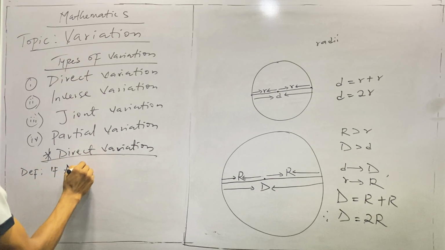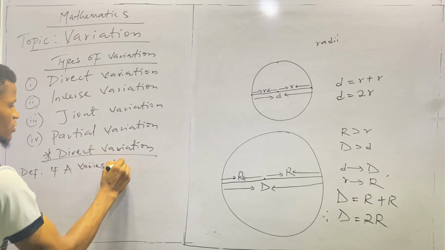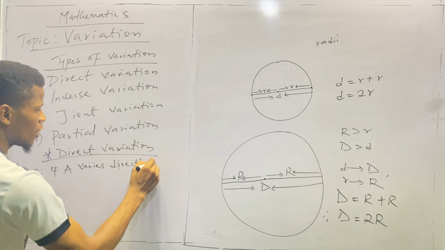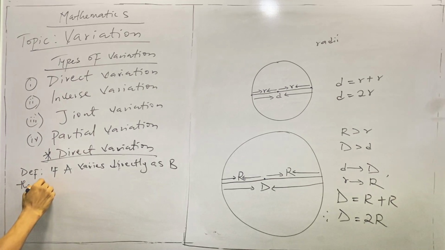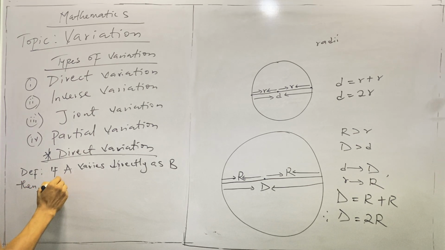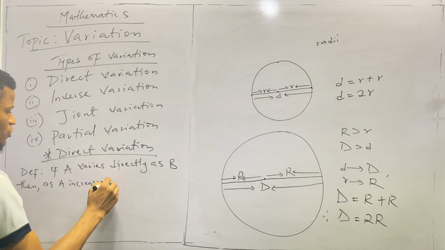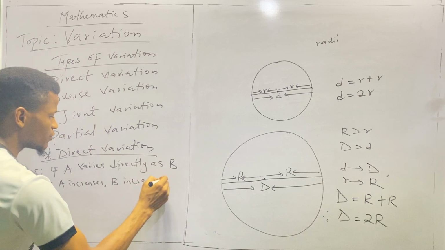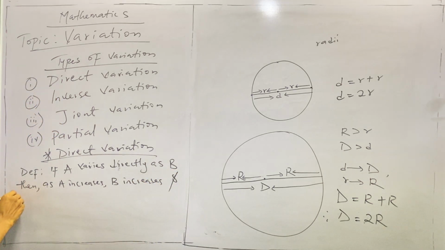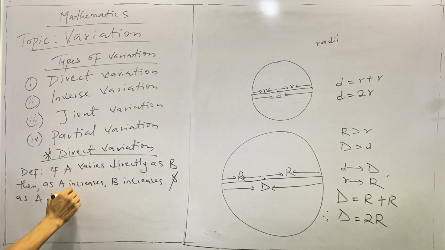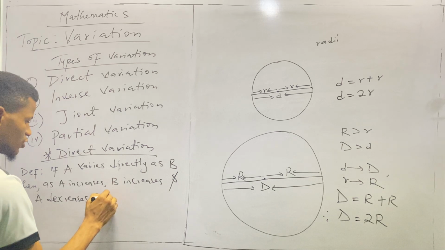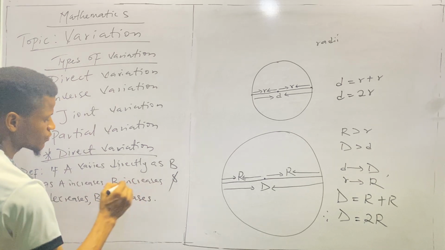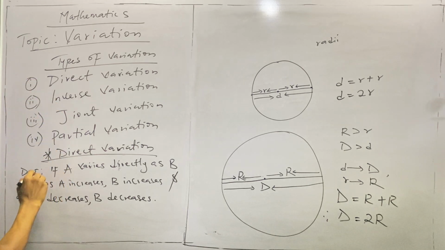If A varies directly as B, then as A increases, B increases as well, and as A decreases, B decreases. All right. So this is for definition I.